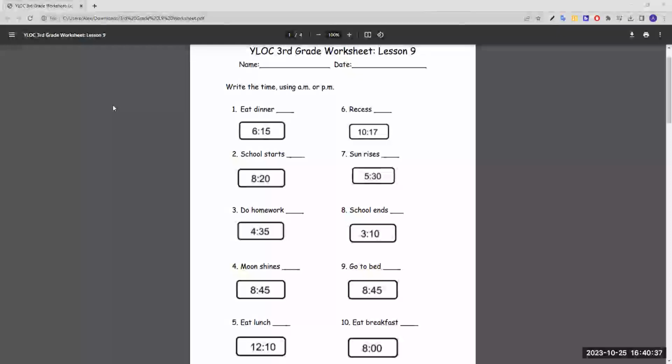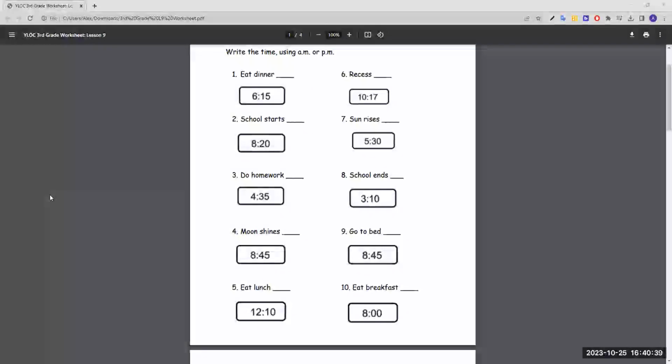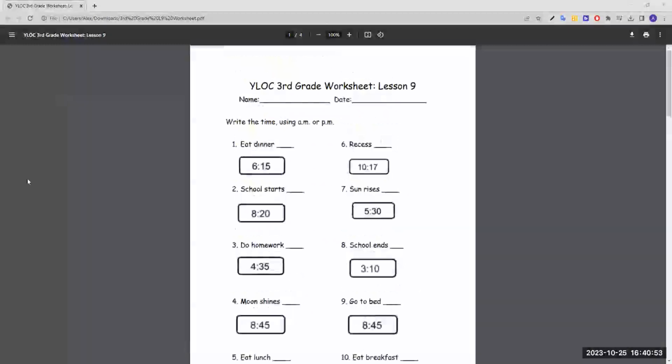Number 4, moon shines at 8:45. The moon shines when it's nighttime, and nighttime is PM. Number 5, we eat lunch at 12:10. This is also PM because it's past noon, which is 12 o'clock. Number 6, recess at 10:17. 10:17 is in the morning. Recess is in the morning, so it would be AM.